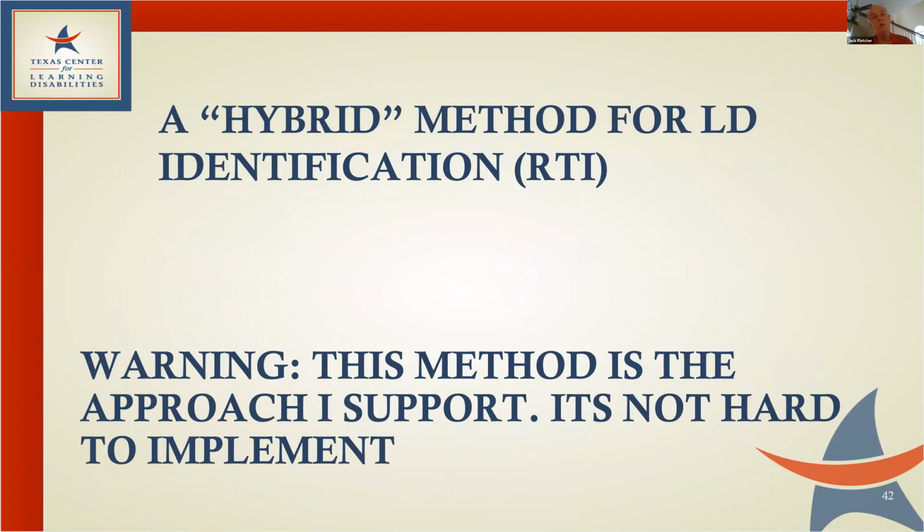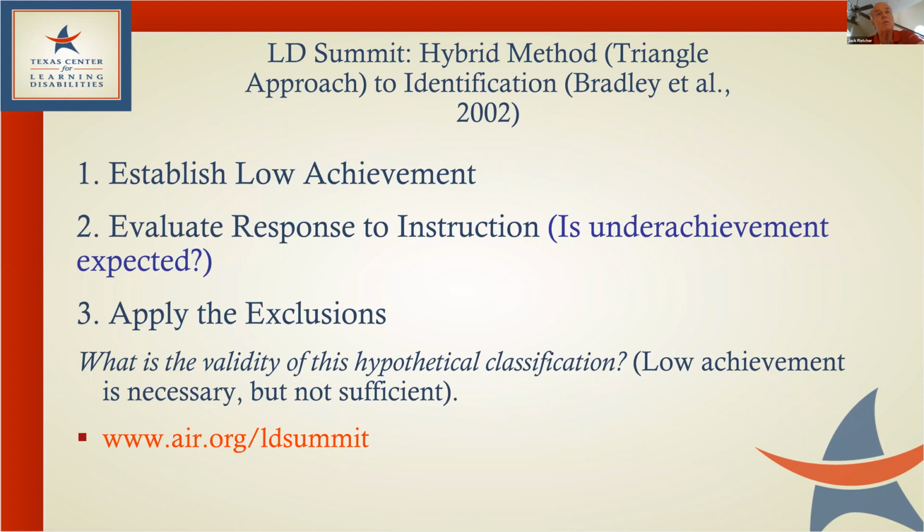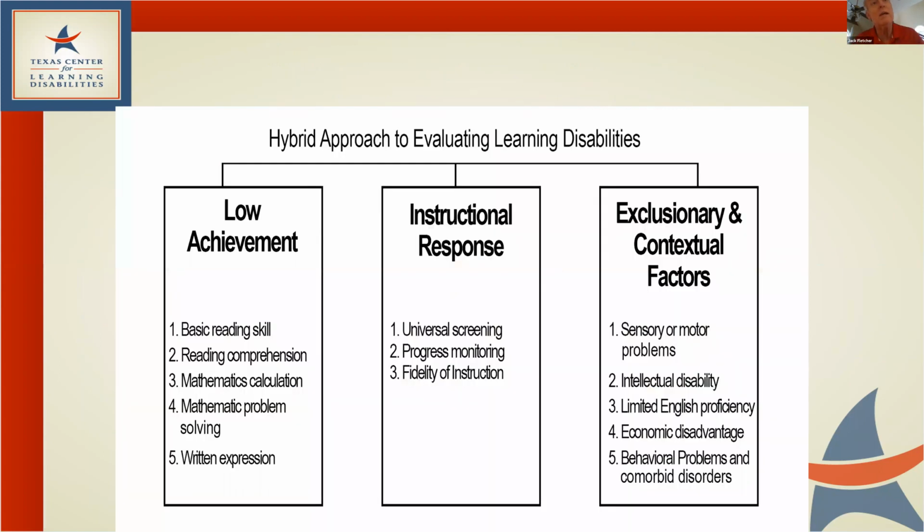So what should we do instead? I talk about this as a hybrid method. It is not hard to implement. It goes back to the LD Summit. It involves a hybrid method. It uses what we've found to be valuable in terms of identification of where there's validity evidence, which is to establish low achievement, to evaluate instructional response, and to apply the exclusions.